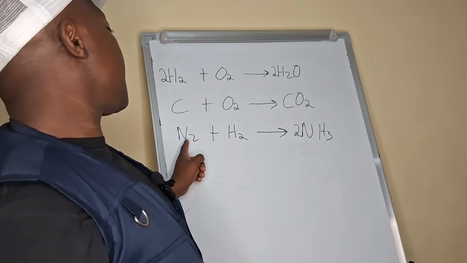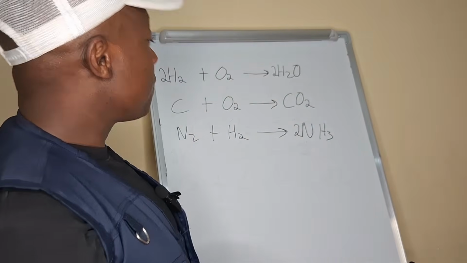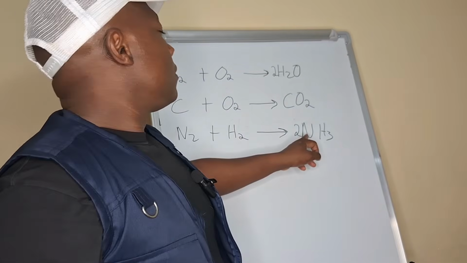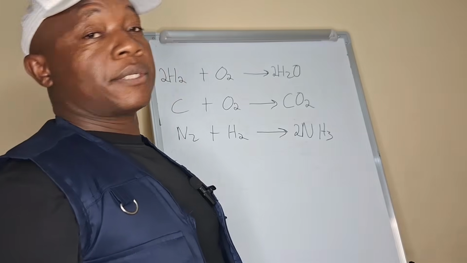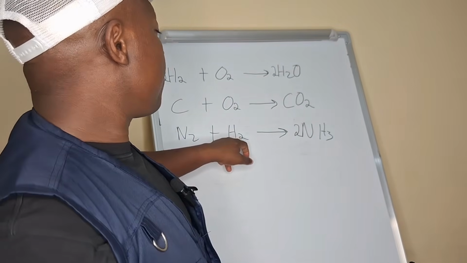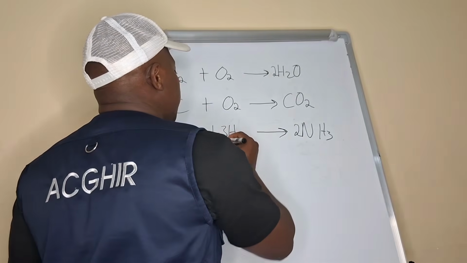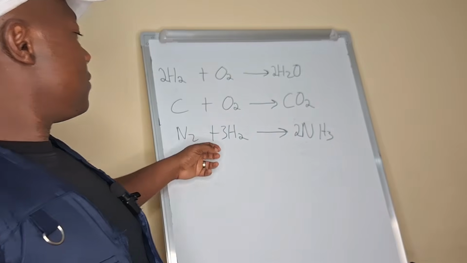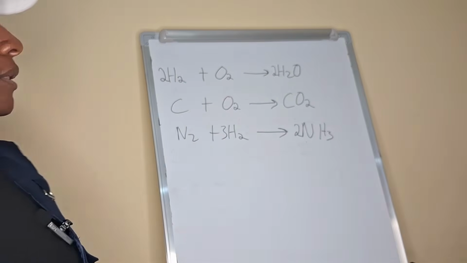So when you look at the left-hand side, we've got two nitrogen atoms and two nitrogen atoms on the right-hand side as well. But when we consider the hydrogen atoms, we have got 6, 2 times 3 for hydrogen, which is 6 hydrogen atoms. So for us to have 6 hydrogen atoms here, it means we need to put a 3 here, right? So when we do this, we would have balanced our equation. Right, let us proceed.